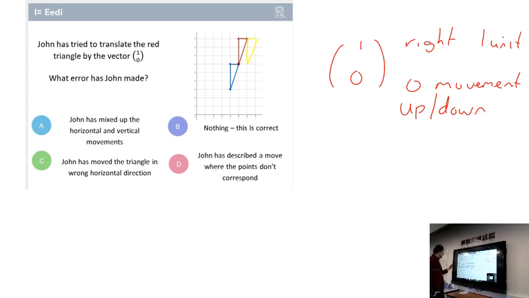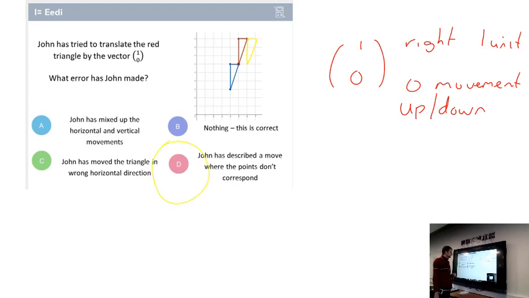So here, John has mixed the horizontal and vertical movements. No, it's actually much more severe than that. John has moved the triangle in the wrong horizontal direction. Yeah, he's done it in the wrong way. B, nothing. This is correct. It's definitely not correct. John has described a move where the points don't correspond. Okay, so D is most severe.